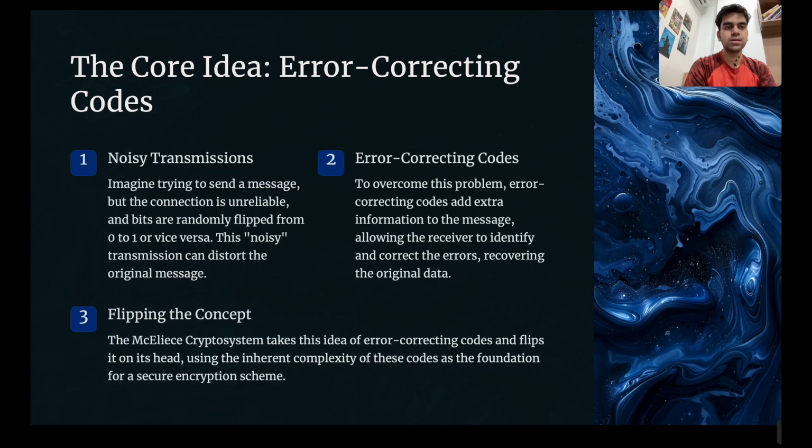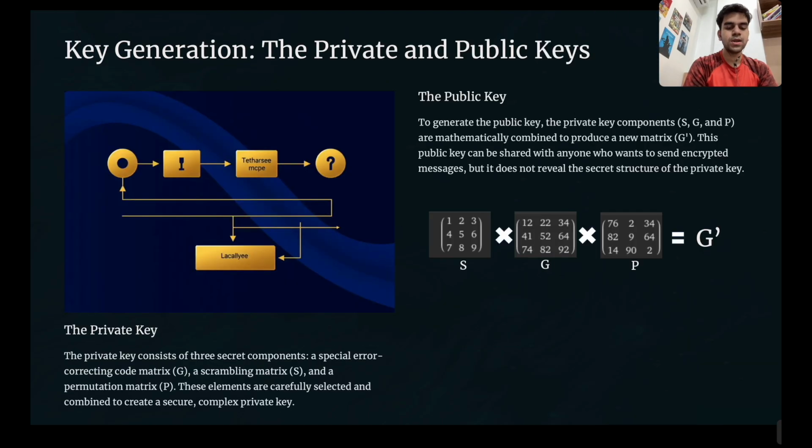How does this work? The core idea is actually based on error correction codes. Imagine you're trying to send a message, but the connection is really noisy and sometimes flips bits, changes zeros to ones, or vice versa. Error correction codes are clever ways to add extra information to your message so the receiver can figure out what the original message was, even if some errors happened. McEliece uses this idea but flips it around for security. Let's get into how the keys are made, the public mailbox slot and the secret mailbox key.